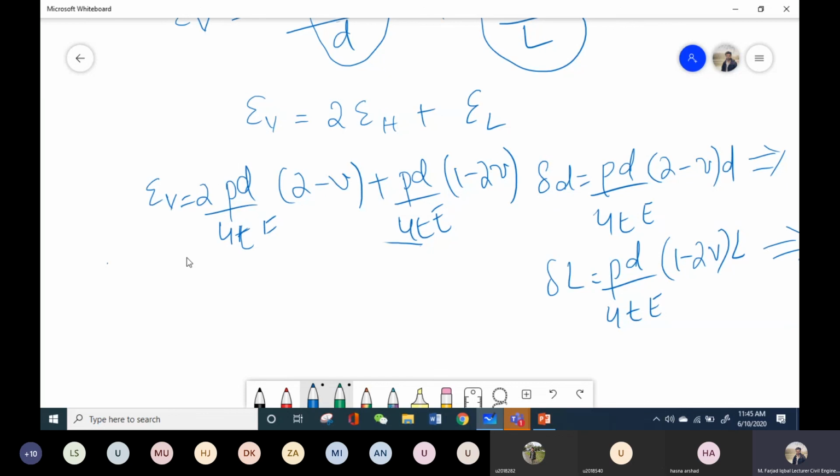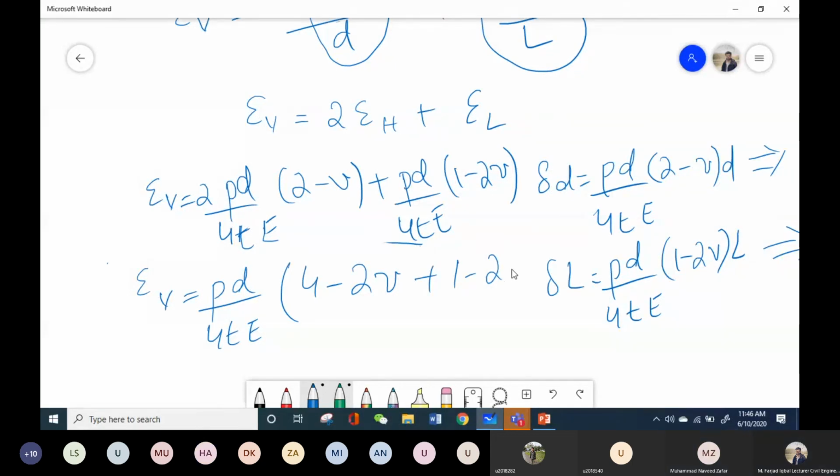So this 2 will be multiplied inside, and I will take this PD over 4TE as common. I will be left with 4 minus 2 nu, and from here I will have plus 1 minus 2 nu. So this epsilon V will be PD over 4TE into (5 minus 4 nu). Okay.